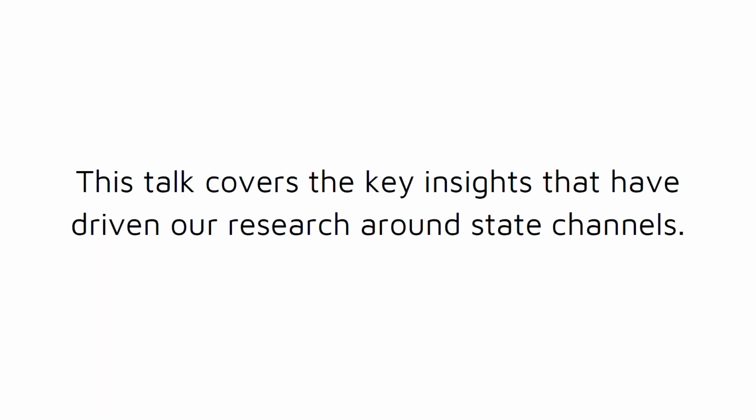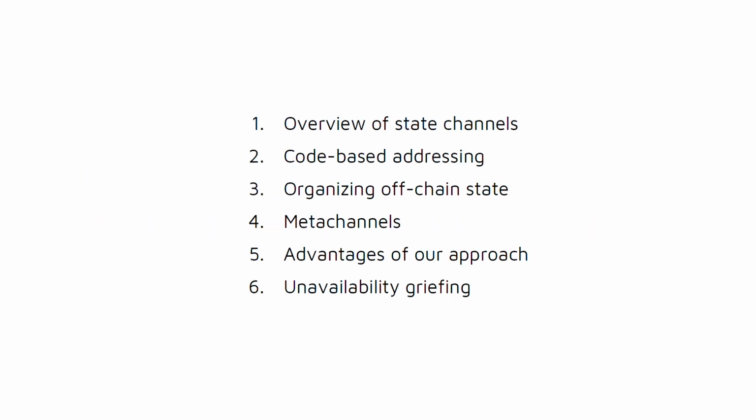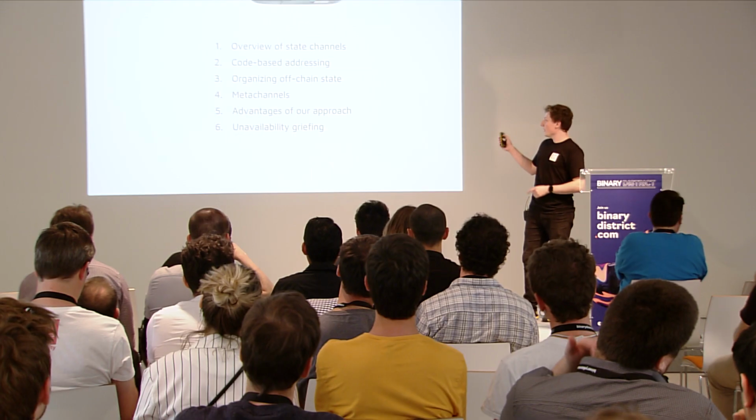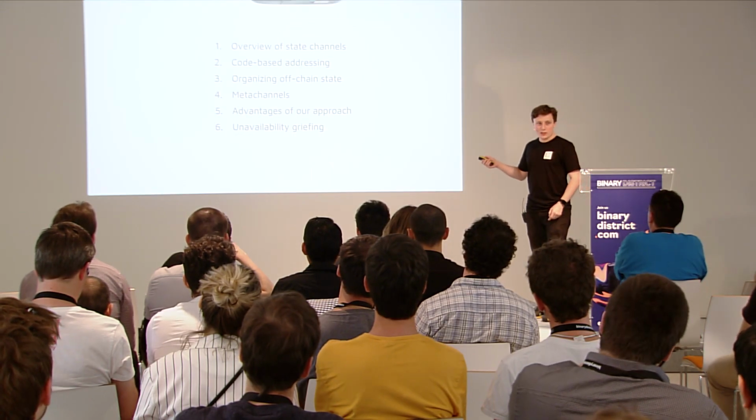So what am I talking about? I'm going to cover some of the key insights in our research, leading up to the next talk, which Eric will give, on how we've actually started to build this. These are the main things, an overview, as we've done many times already in this conference. I'll do it really quickly. Code-based addressing, which is our technique for allowing off-chain code execution and building frameworks around it. Meta channels, which is our technique for routing effectively. Then a few advantages of the approach, and an interesting thing I'll mention about unavailability griefing.